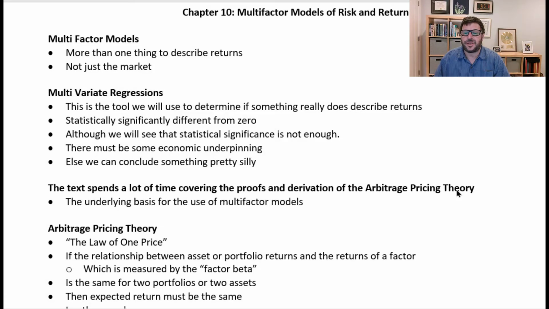Chapter 10 is multi-factor models of risk and return. And we're moving on from Chapter 9, where we introduced our first factor model, the capital asset pricing model, and Chapter 8, where we did a little bit more regression math, to now move to these multi-factor models.